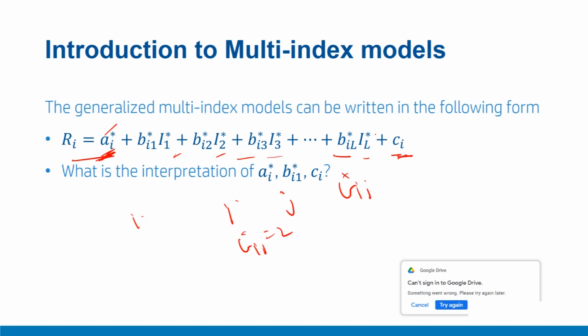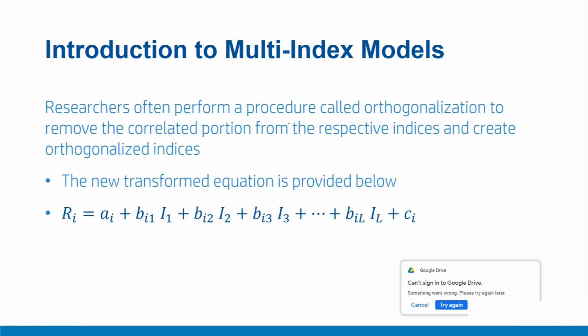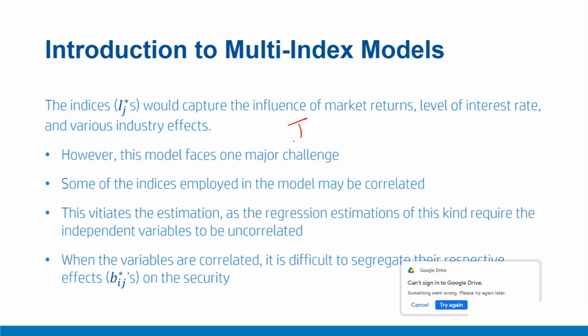Ci is the random variable with a distribution mean of 0 and variance sigma square Ci. So this is a sort of stochastic variable. The indices Ij stars would capture the influence of market returns, level of interest rates, and various industry effects.